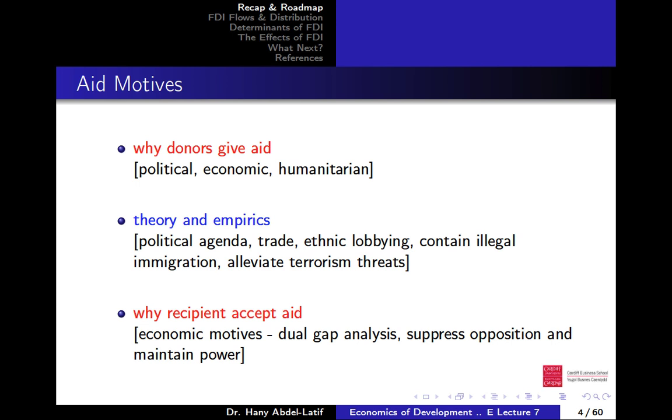Then we moved to talk about the motives, why donors give aid. There are different reasons, but it's very important to understand that it's very difficult to think that donors just give money away only for humanitarian or moral reasons. There must be something in return as well. Some donors might have political agendas or expect some support in return. We explained this last time. There could be economic reasons for why donors give development aid as well.